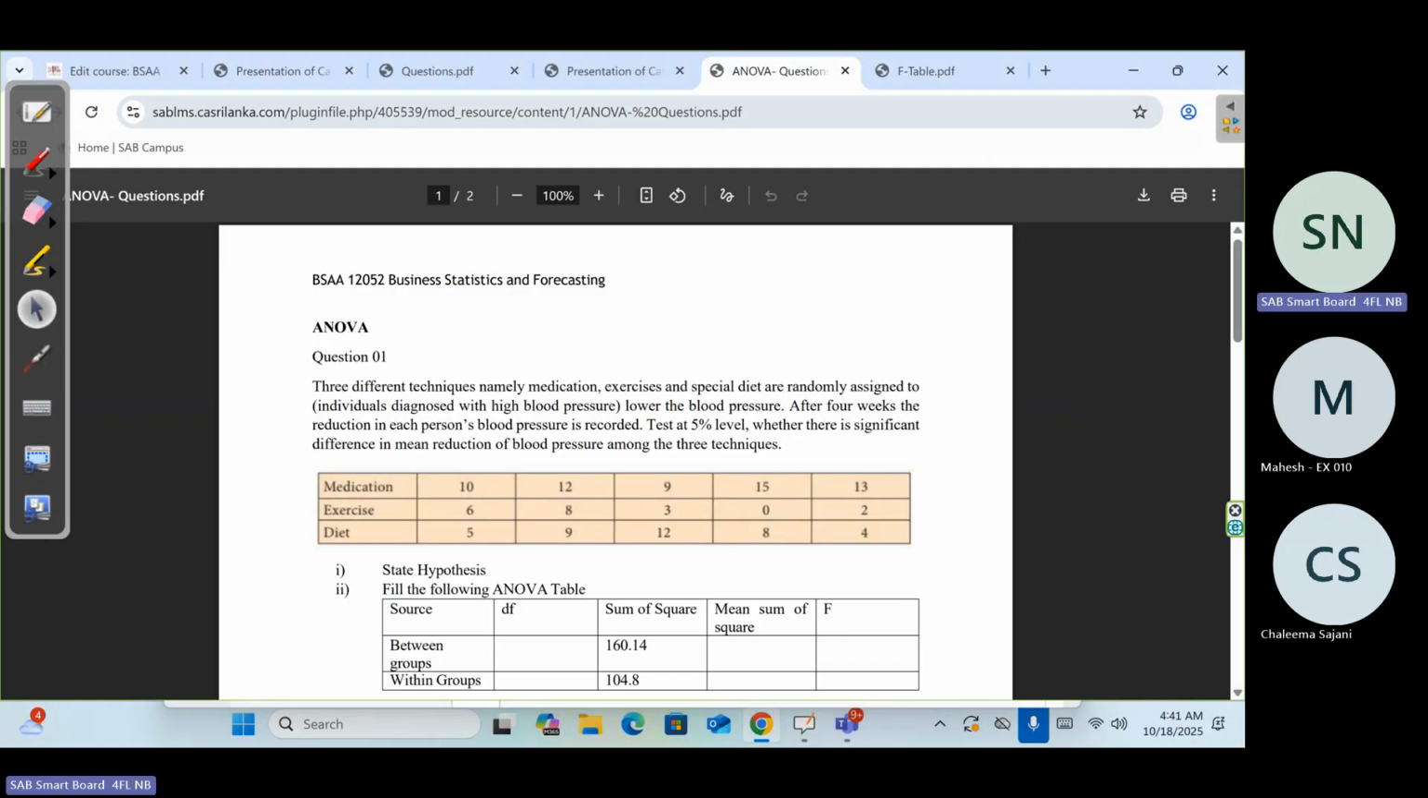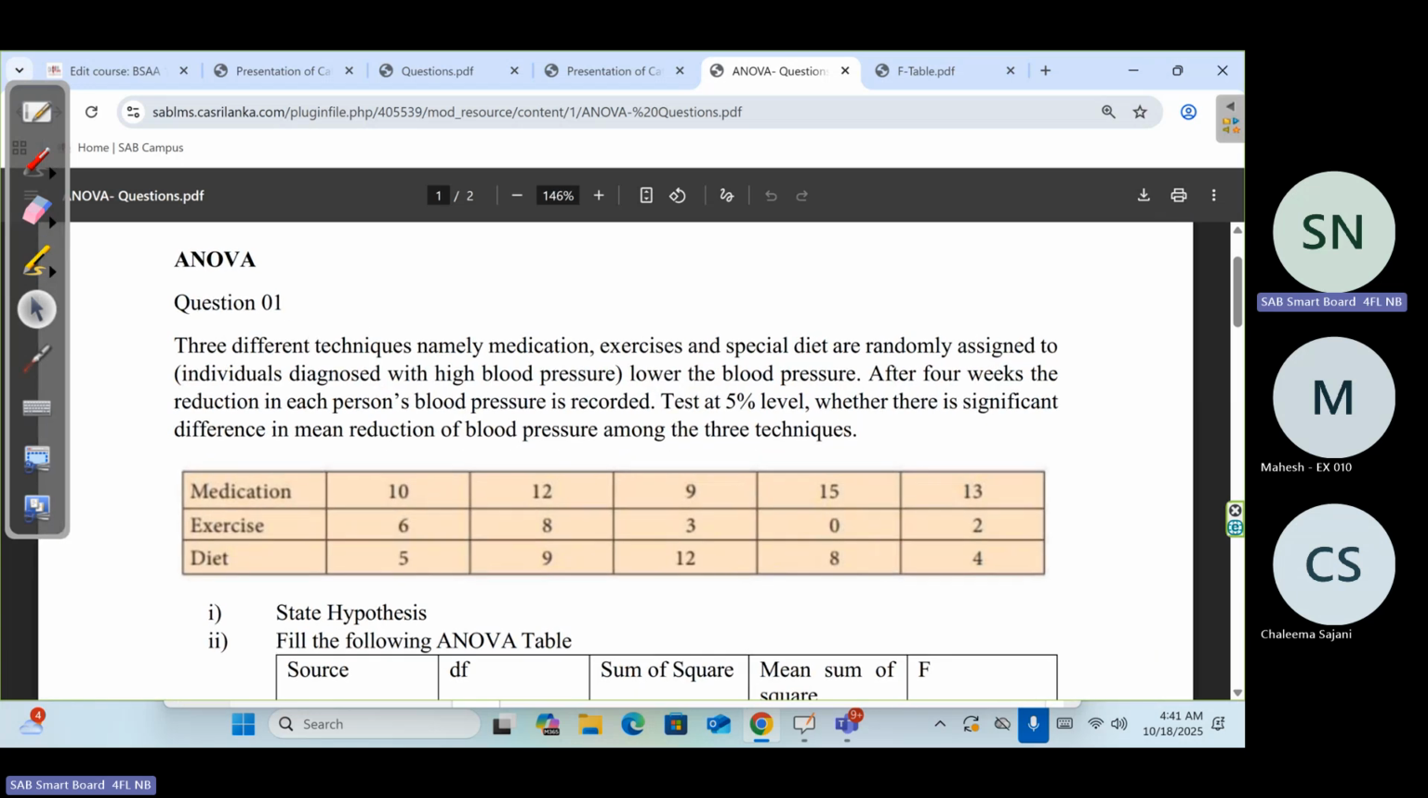Okay, then here we are moving on one by one. First, read this question. This is the structure of the question, and this is how the question comes. First read the scenario.